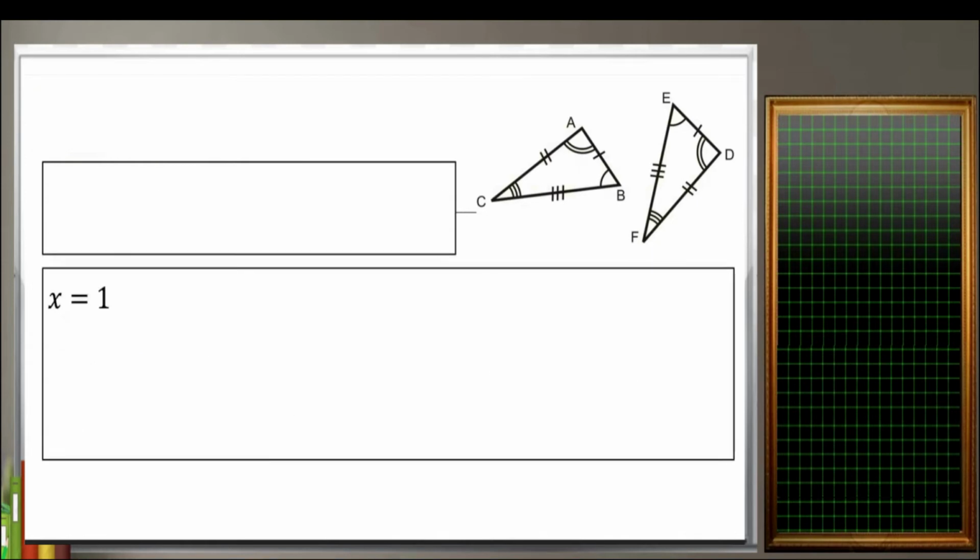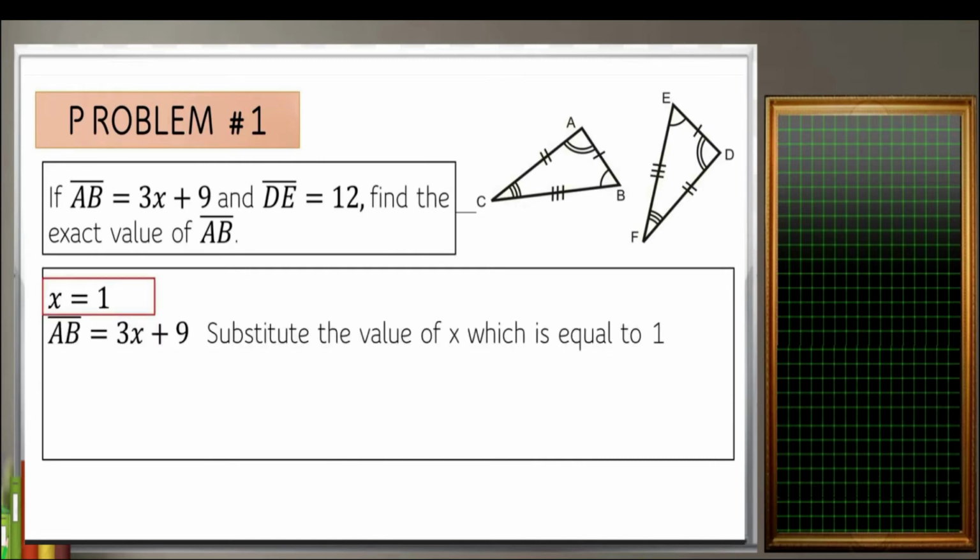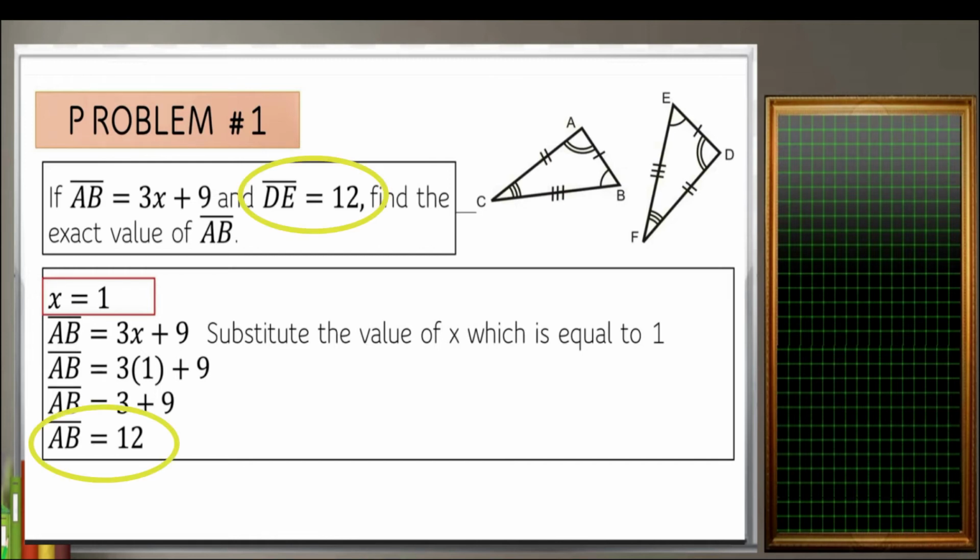For you to know if your answer is correct, we have to substitute the computed value of the variable x in our given. For our side AB, AB is equal to 3x plus 9. By substituting the value of x, which is 1, 3x will become 3 times 1, then copy plus 9. 3 times 1 is 3, plus 9, 3 plus 9 is 12. Side AB is equal to 12. Therefore, AB is equal to DE, and both of them have the measurement of 12.